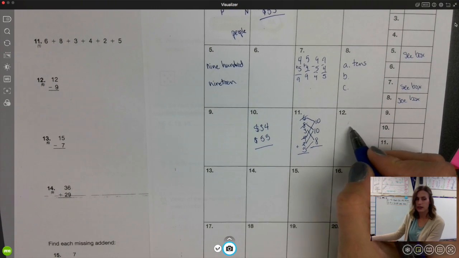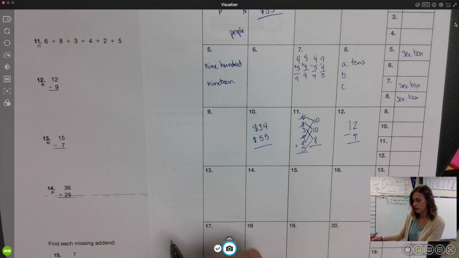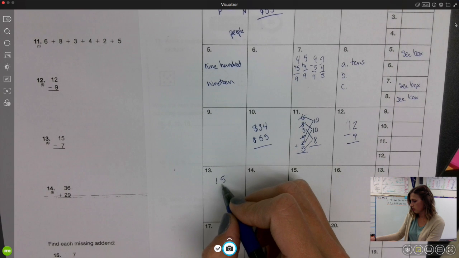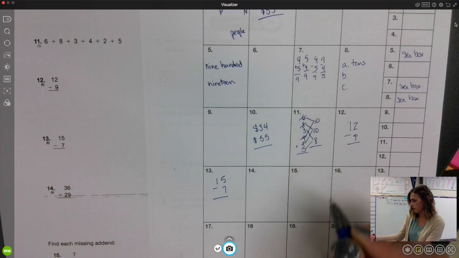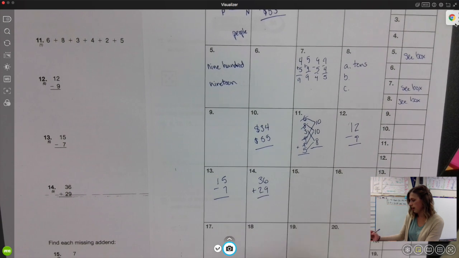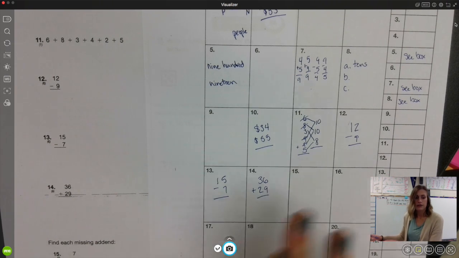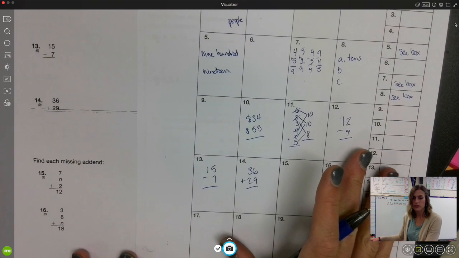12, we just got a subtraction fact, so just 12 minus 9. Same with 13. 15 minus 7, and then 14. 36 plus 29. Pause the video. When you're done with the video, go ahead and keep pressing play. 15 says find each missing addend.